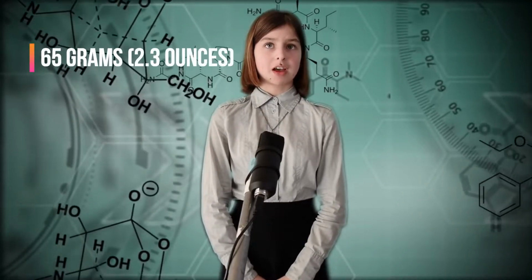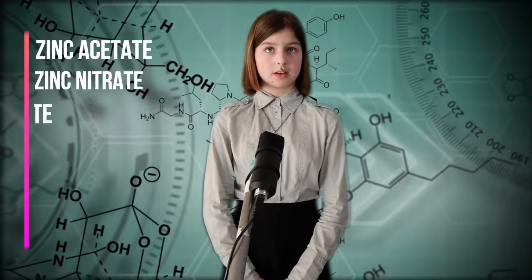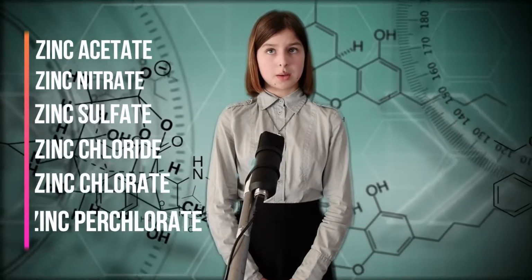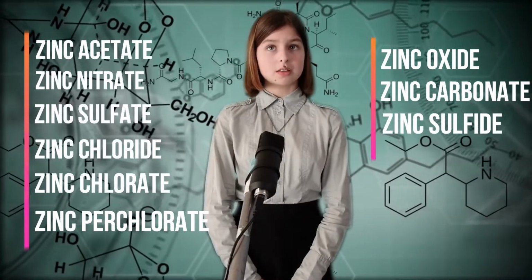Location and uses. A little more abundant than copper, zinc makes up an average of 65 grams of every ton of Earth's crust. It is not found in its pure element form, and its compound structures include zinc acetate, zinc nitrate, zinc sulfate, zinc chloride, zinc chlorate, zinc perchlorate, zinc oxide, zinc carbonate, and zinc sulfide.